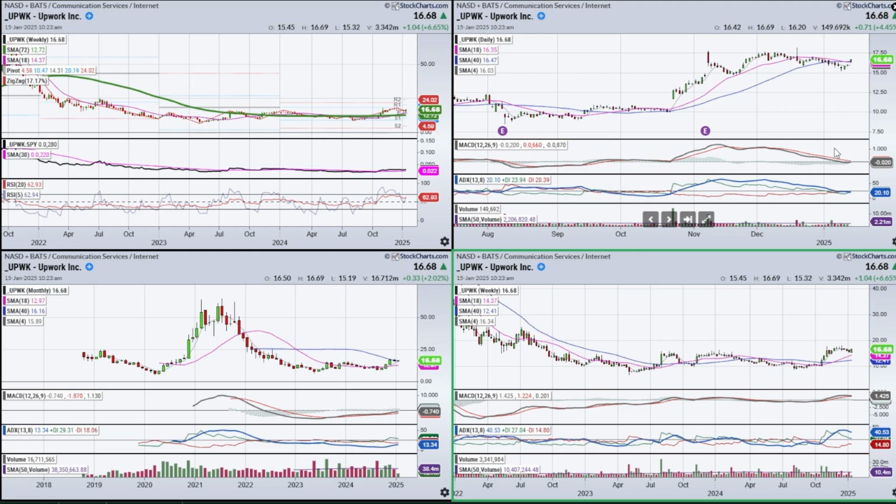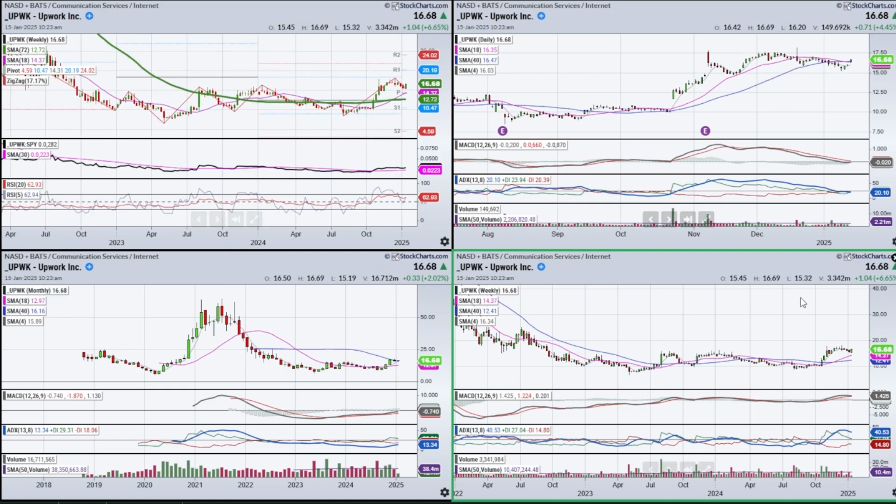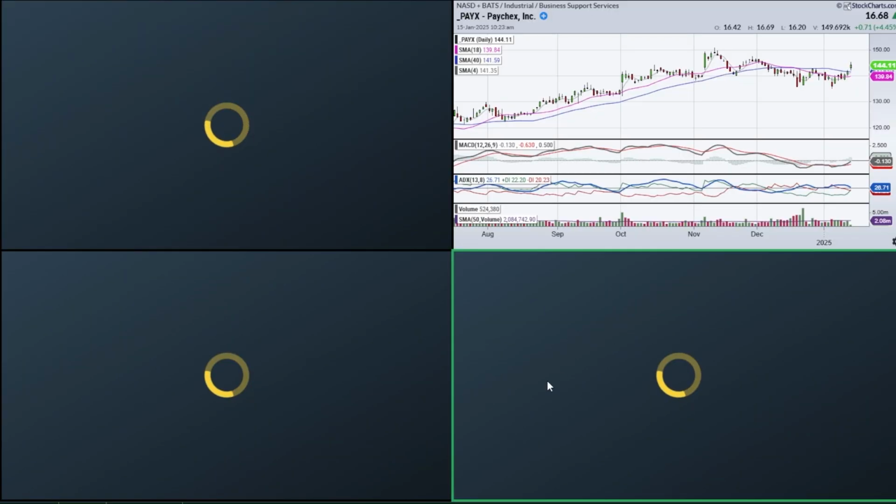We're getting a little bit of a signal here potentially on the daily chart. Overall pattern looks good. Even the RSI 5 on the weekly has come back and pulled back and given us an RSI signal. So I like this as a setup.